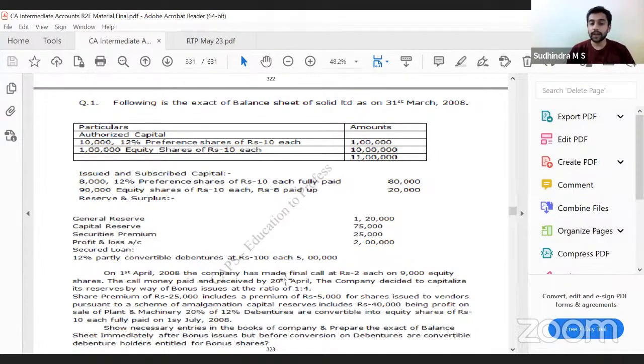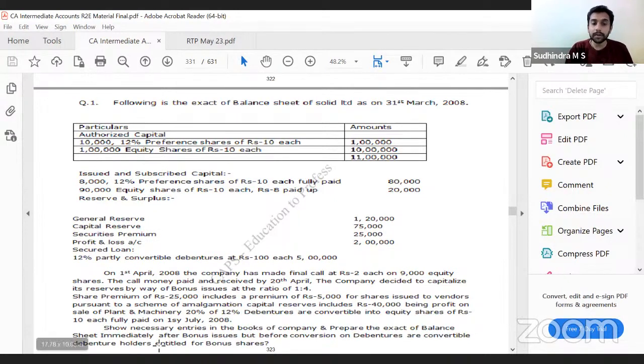The call money paid and received by 20th April. Company decided to capitalize its reserves by way of bonus issue at the rate of 1:4. Share premium of 25,000 includes a premium of 5,000 for shares issued to vendors pursuant to a scheme of amalgamation. Capital reserves include 40,000 being profit on sale of machinery. 20% of 12% debentures are convertible into equity shares of ₹10 each, fully paid on 1st of July 2008. Show necessary entries in the books of the company and prepare the extract of the balance sheet immediately after bonus issue, but before conversion of debentures are convertible.